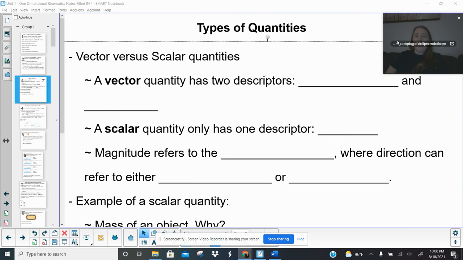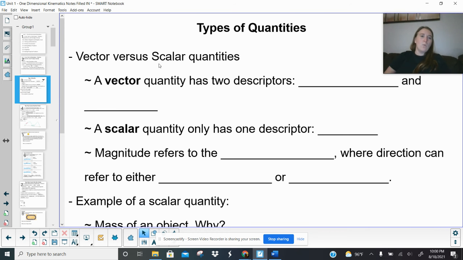So let's talk about different types of quantities that we have. We have two different types of quantities. We have what's called a vector and a scalar. A vector quantity has two descriptors: magnitude, meaning a number for how big it is, and direction. So a vector quantity most importantly tells us direction, because a scalar quantity only tells us magnitude.